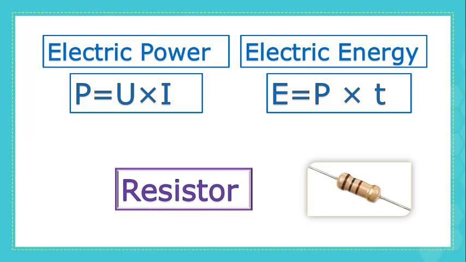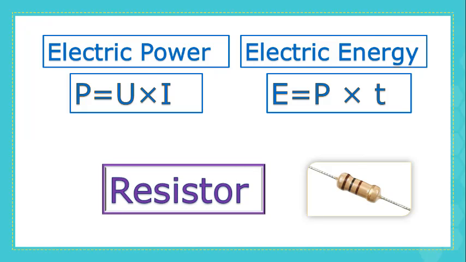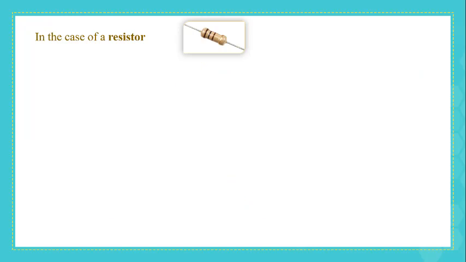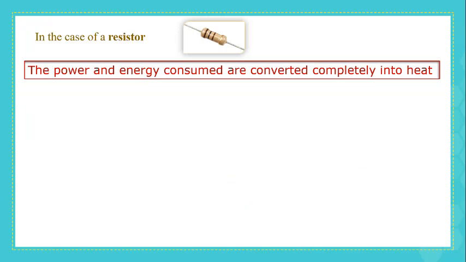As we know, resistor is an electric component used to regulate the flow of electric current in electric circuits. It uses up electric energy and dissipates it as heat. The power and energy consumed by a resistor are converted completely into heat. This conversion is known as Joule's effect.